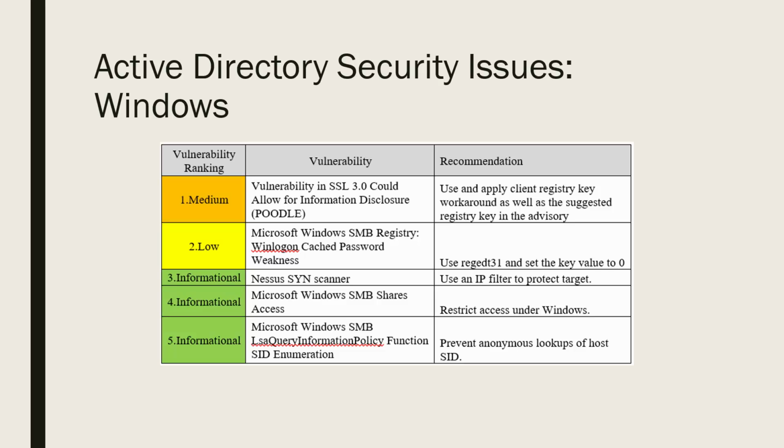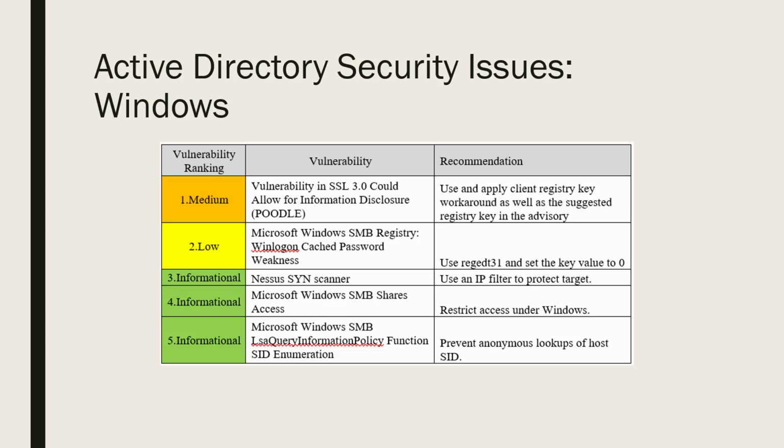And then the second one is Microsoft Windows SMB registry, log on cached password weakness. This is the remote host caches passwords locally whenever users log in. Go ahead and go in, and the key value needs to be set to 0. Third one, Nessus scanner. Already went over that.